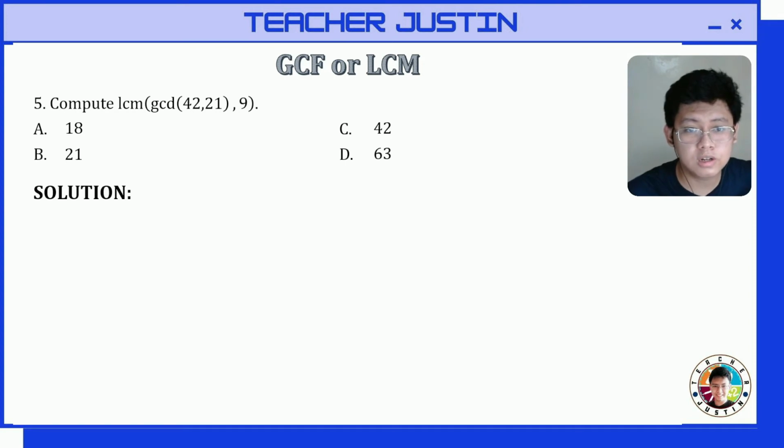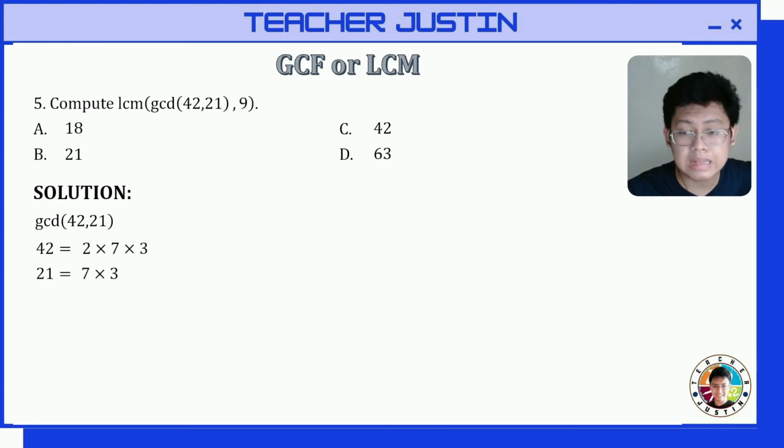Let's compute for this expression. So, first, focus tayo dun sa nasa loob ng ating parenthesis, which is getting the GCD of 42 and 21. So, para makuha natin yung GCD ng 42 and 21, ifa-factor natin si 42 at si 21. So, yung factors ni 42 is equal to 2 times 7 times 3. Ayan. And yung 21 naman, yung factors niya will be 7 times 3.